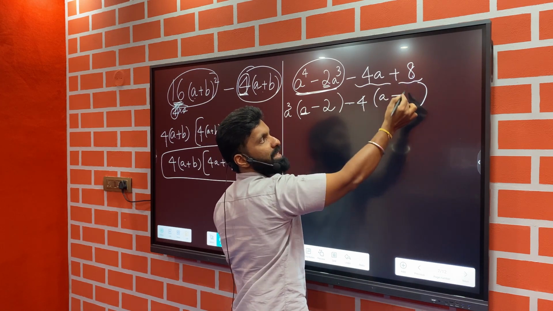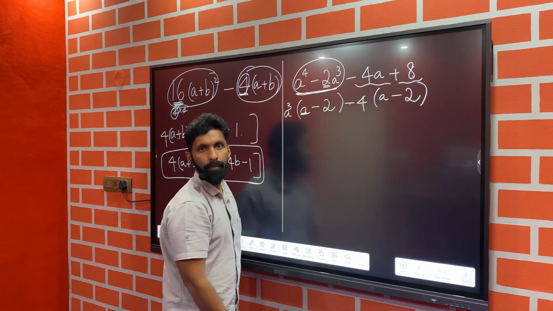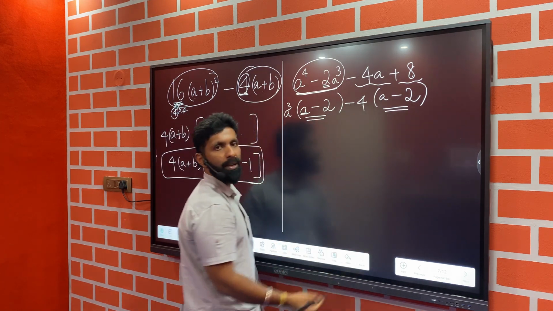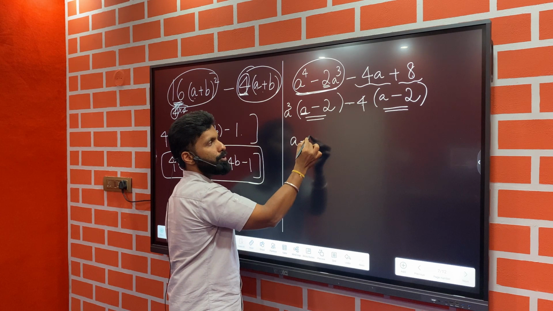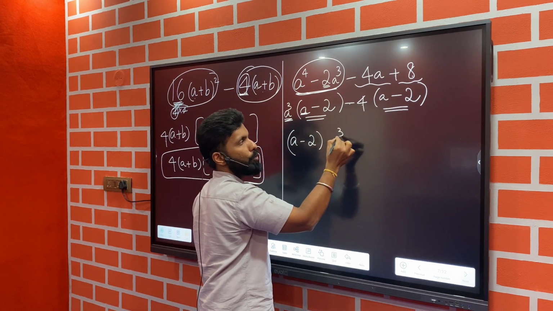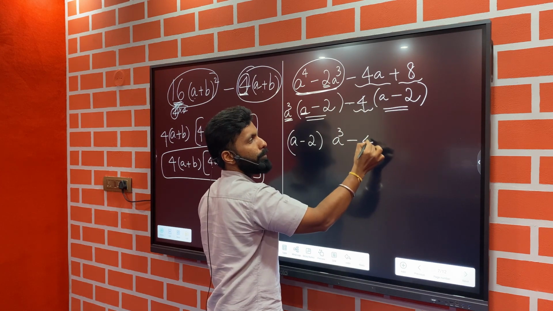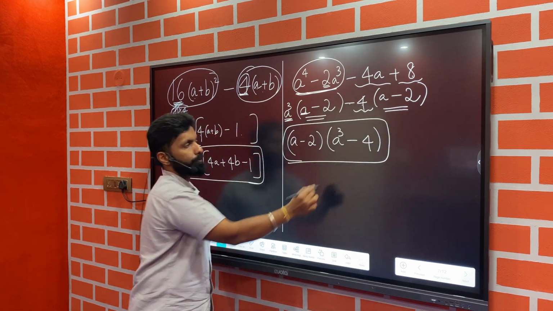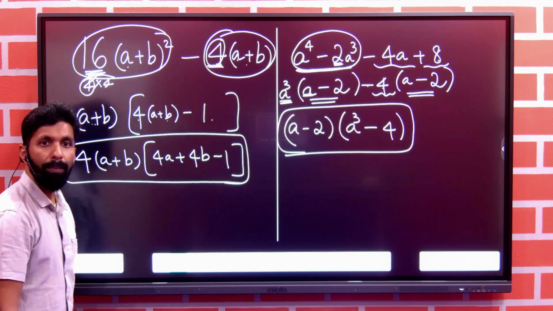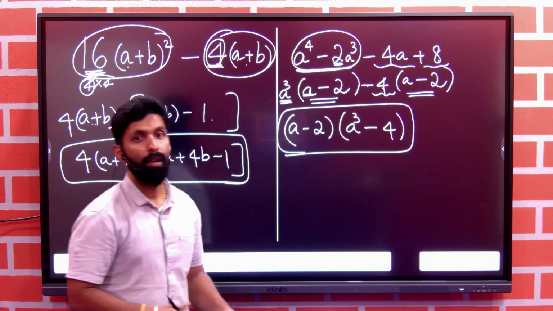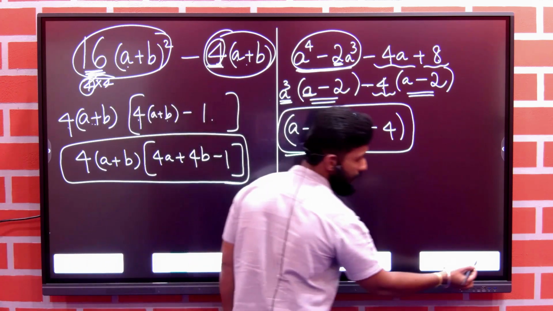4 into how much is 8? 4 into 2. Yes. Now can you very clearly see a minus 2 is common? So a minus 2 is the common factor now. What is remaining here? A cube. What is remaining here? Minus 4. So this is your final answer. As simple as that. Got it? Okay, we'll practice more questions so that you get even more comfortable with this.